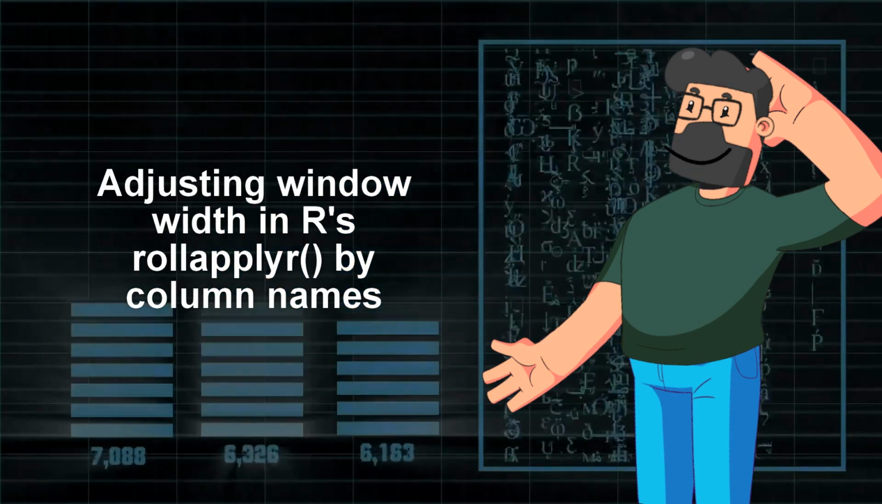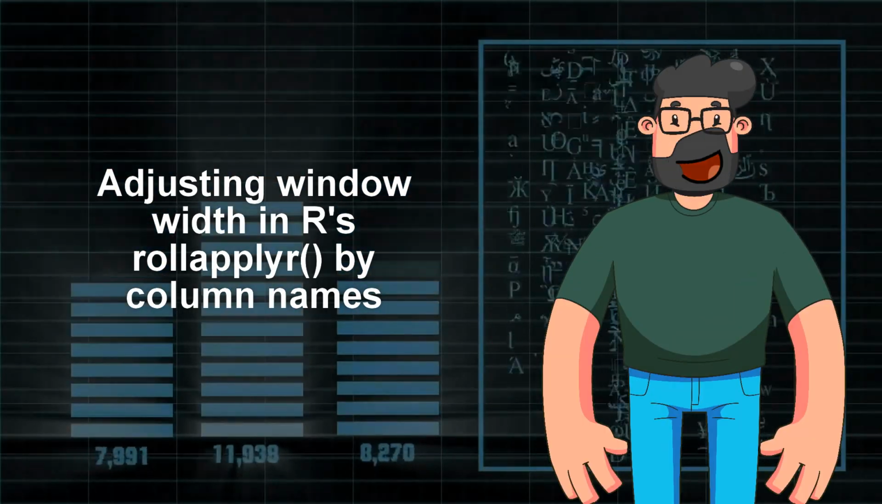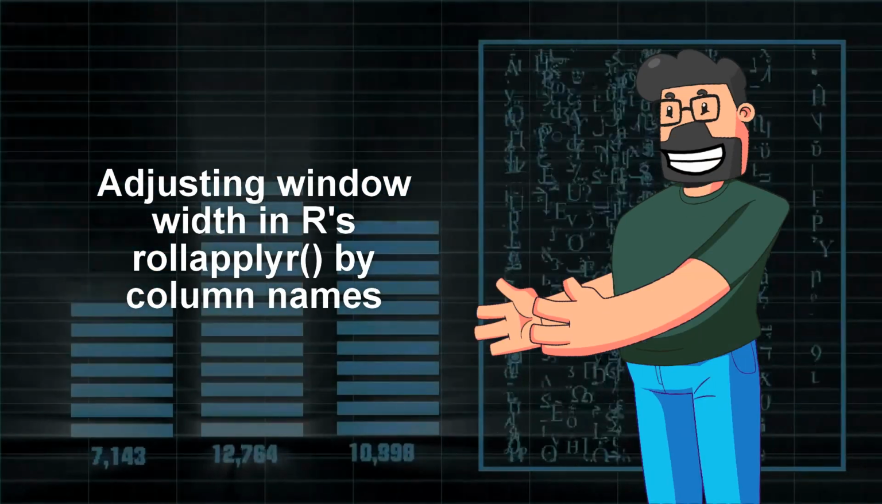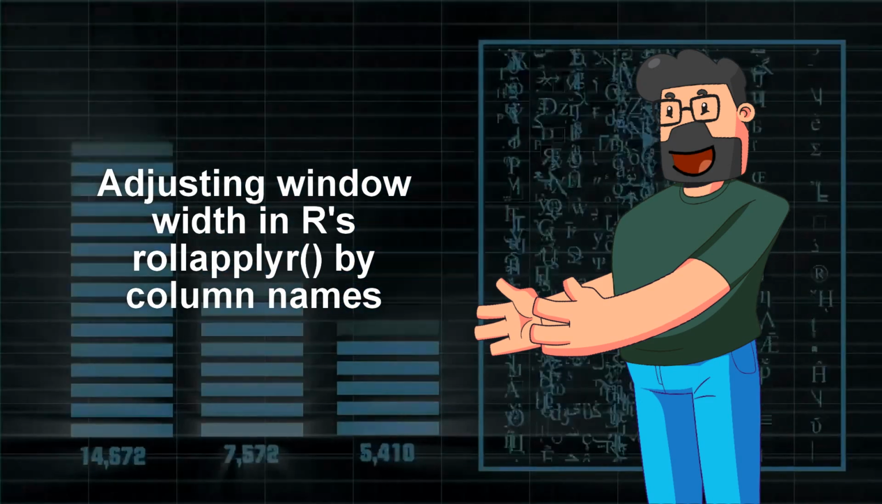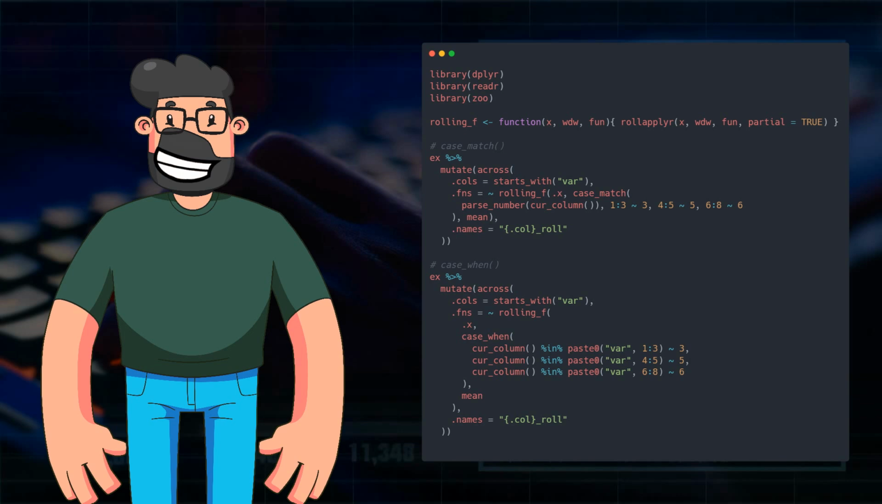Let's dive into the problem we have at hand. Imagine you have a data set with multiple variables, and you want to compute a rolling average for each of them using the rollapplyr function from the zoo package. The catch is you need different window widths for each column without pivoting the data to a long format. Tricky, right? Now let's talk about the solution.